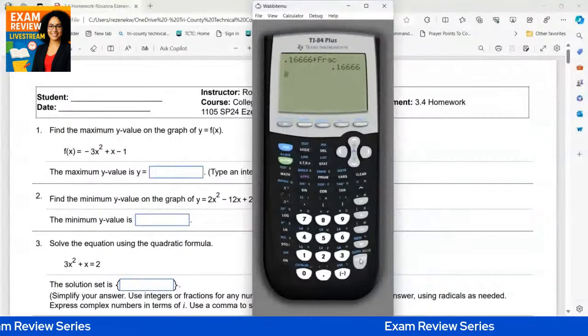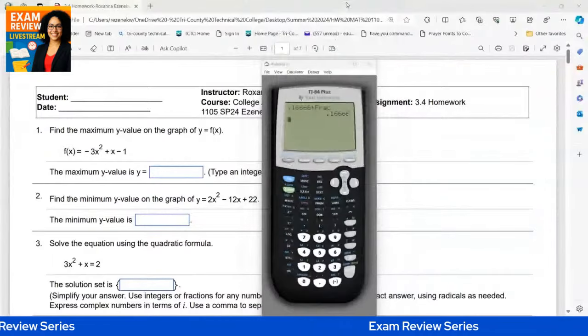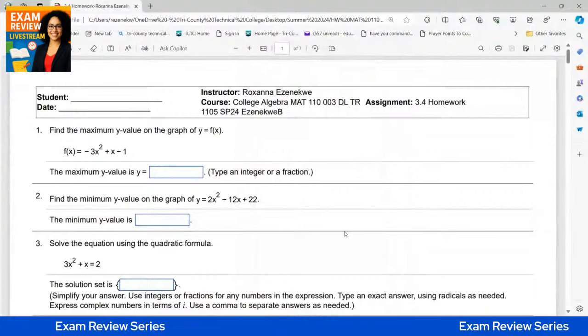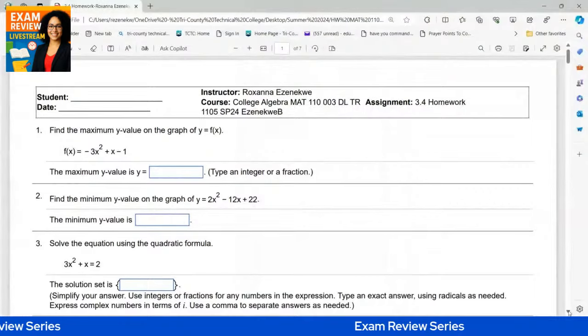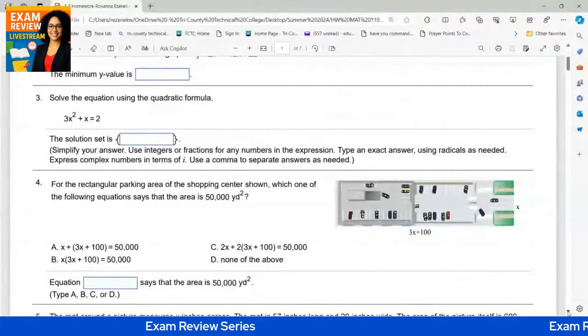It didn't change though, but it should be able to change it to a fraction if you're told to do that. Okay. Find the minimum point. The same method. Find the minimum point. Solve the equation with quadratic formula. So you notice that the quadratic formula is going ahead. Now we shall start using application of quadratic formula.